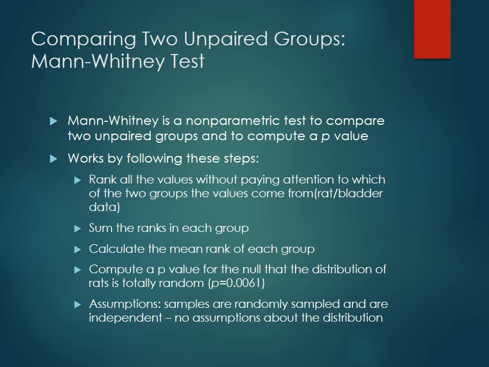So Mann-Whitney is a non-parametric test used to compare two unpaired groups and to compute a p-value. It works by ranking all of the values without paying attention to which of the two groups the values come from.